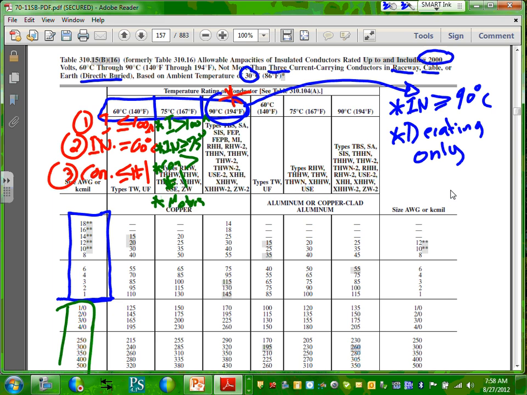Any questions, guys? Any comments? That's very, very important to understand how to use this table from the get-go, because you're going to get very confused. When you do your journeyman, it's the same thing we teach. If they don't tell you what the lugs are, that's your default.